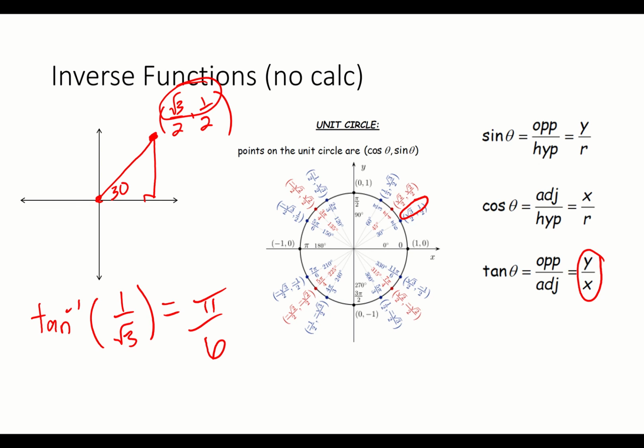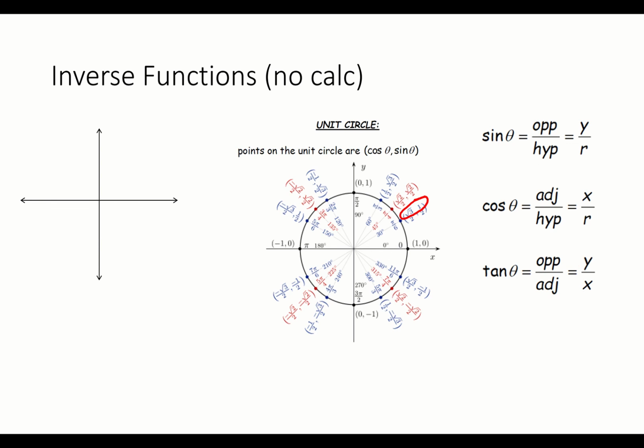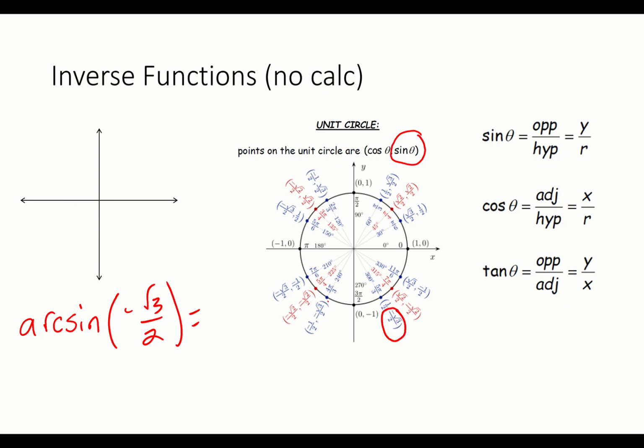Let's look at another example. Typically the negative values were giving people some trouble. So what's the arcsine of negative root 3 over 2? You know that the value of the sine is negative root 3 over 2, and you're looking for the angle that produces a sine of negative root 3 over 2, and you want the angle to be as close to 0 as possible. On the unit circle, sine is the y value of the coordinate. There's a couple of places on the unit circle where the value of the sine is negative root 3 over 2. One's at 240, one's at 300. But you want the angle that's closest to 0.